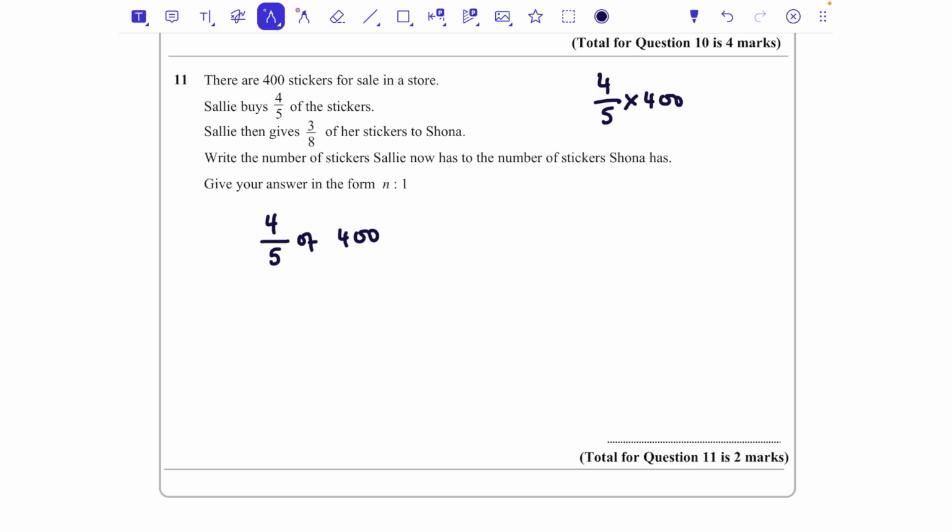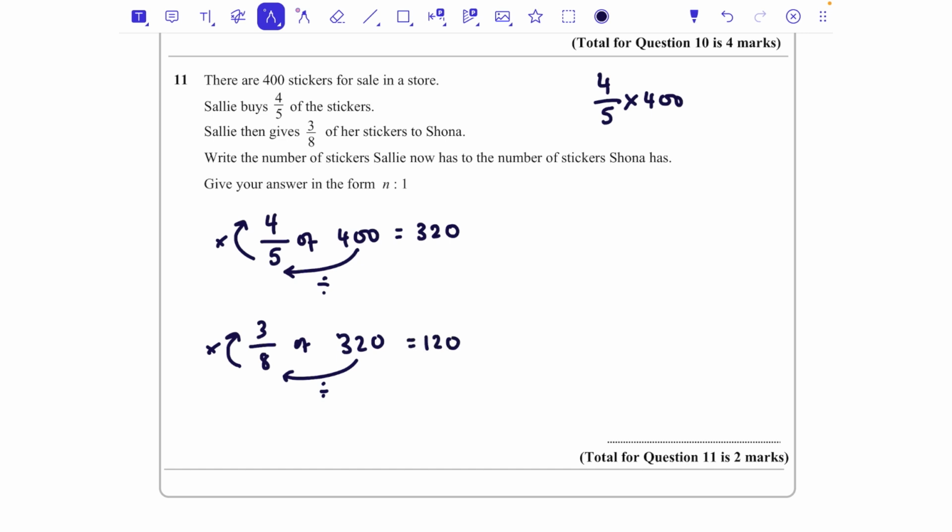Or we know that when we do a fraction of a number, we divide by the bottom, get that answer and multiply it by the top. So 400 divided by 5 is 80 and 80 times 4 is 320. So either way there would be fine. So she's got 320 stickers. But then she gives 3/8 of her stickers, so 3/8 of this to Shona. So now we need to do 3/8 of 320. And again, we can divide by the bottom and then multiply that answer by the top. Or we can do 3/8 times 320. Either way is fine. I'm going to divide by the bottom, which is 40. And then times that by 3, which is 120.